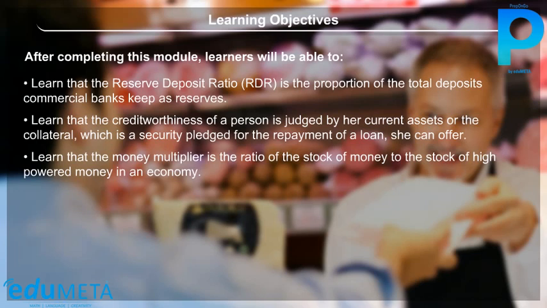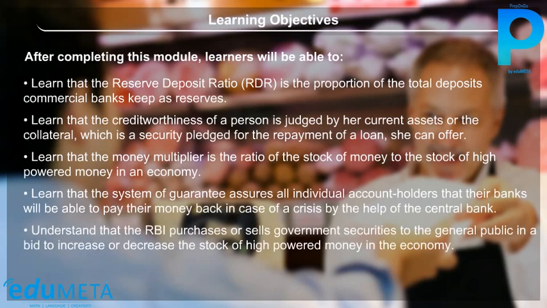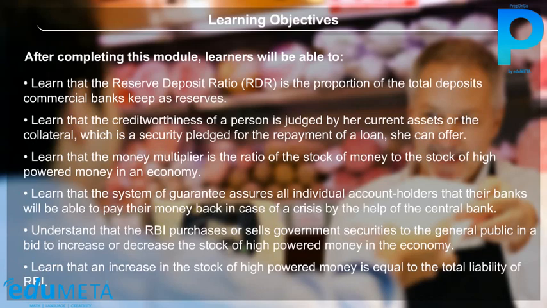an economy. Learn that the system of guarantee assures all individual account holders that their banks will be able to pay their money back in case of a crisis with the help of the central bank. Understand that the RBI purchases or sells government securities to the general public in a bid to increase or decrease the stock of high-powered money in the economy. Learn that an increase in the stock of high-powered money is equal to the total liability of RBI.